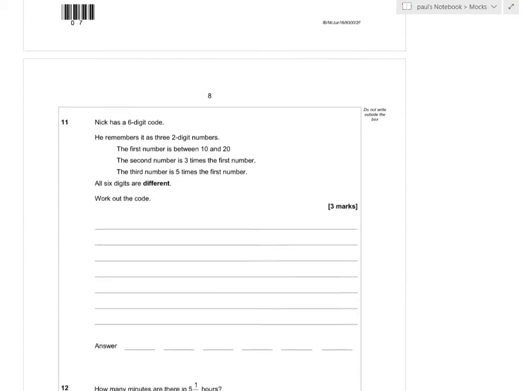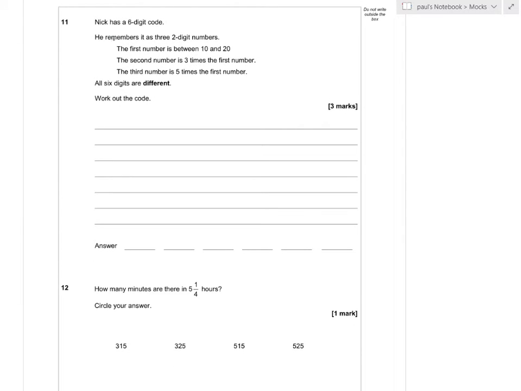The next question. Oh, Nick has a 6-digit code. He remembers it as 3 2-digit numbers. The first number is between 10 and 20. The second number is 3 times the first number. And the third number is 5 times the first number. All 6 digits are different. So I was just thinking 12 could be the first pair. And then the second pair is 3 times that. So that could be 36. And the third number is 5 times the first number. 5 12s are 60. Oh, that doesn't work, does it?